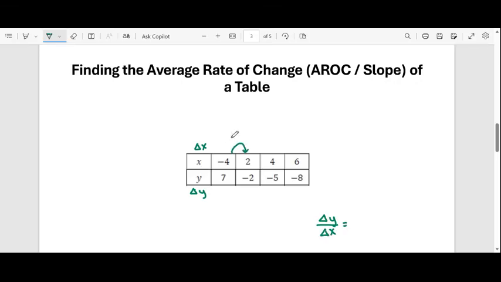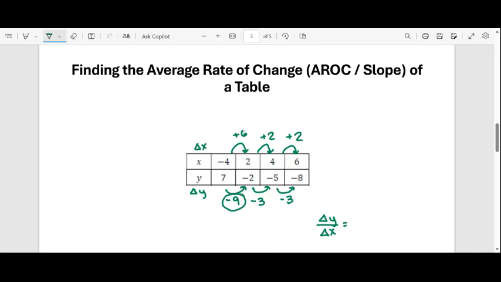So from negative 4 to 2 is plus 6. 2 to 4 is plus 2, and 4 to 6 is plus 2. Our Y's from 7 to negative 2 is minus 9. Negative 2 to negative 5 is minus 3. And negative 5 to negative 8 is minus 3. So let's see if this is consistent.